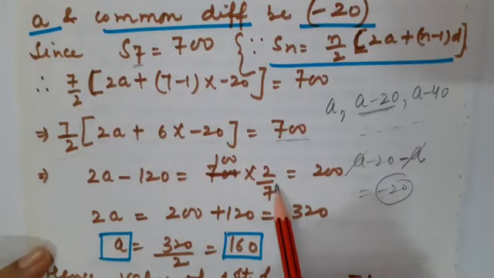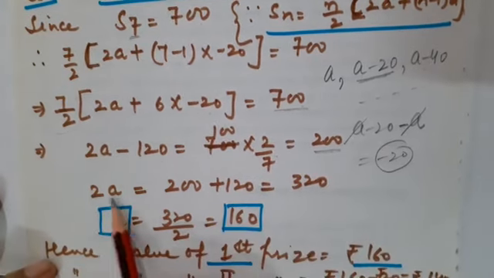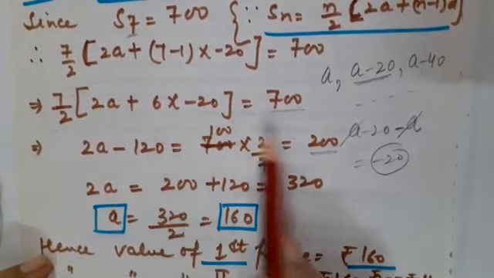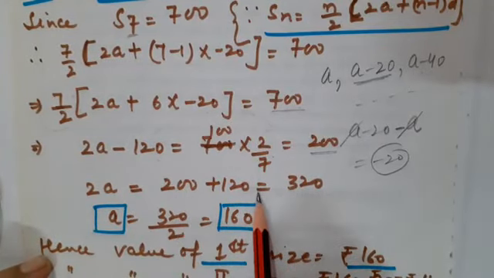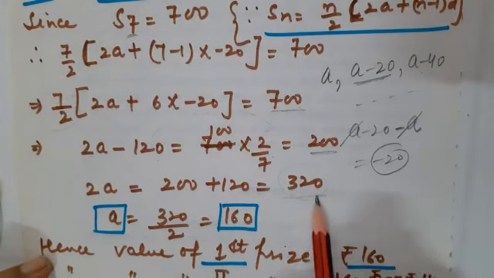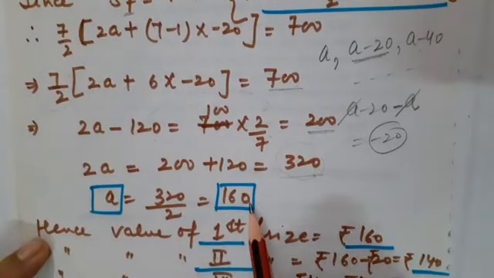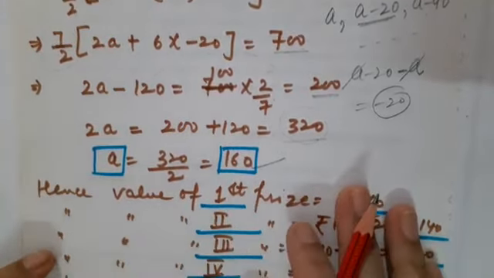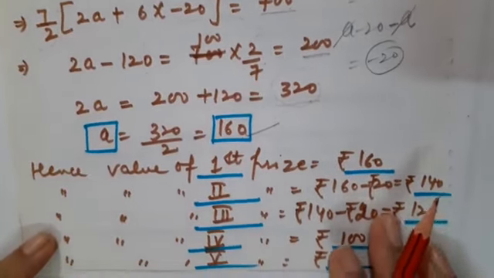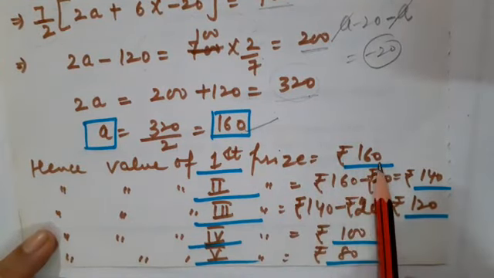It would become 2 upon 7. Cancel them, you will be getting 200. So 2a is equal to 200 plus 120, because this minus 120 will go on right hand side. It would become plus 120. So what would be the answer written on right hand side? That is 320. So what is a? 320 divided by 2. That is equal to 160. This is basically the very first prize, children. So hence the value of the first prize is a is equal to rupees 160.